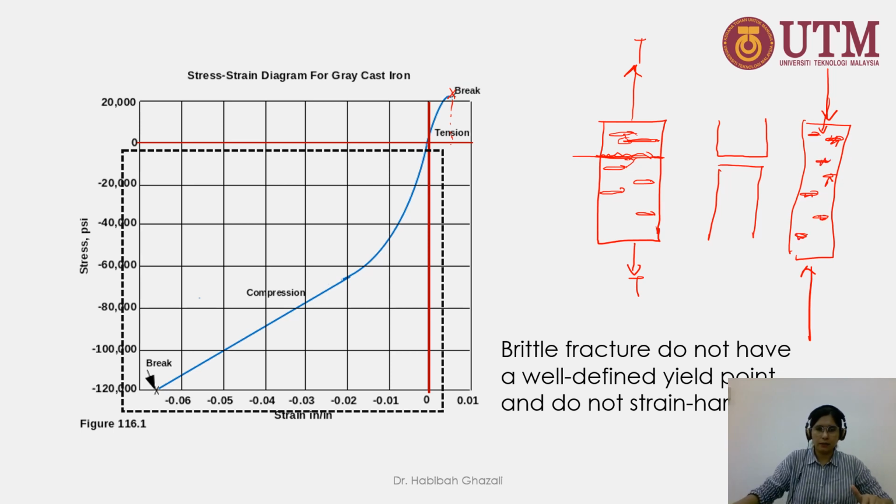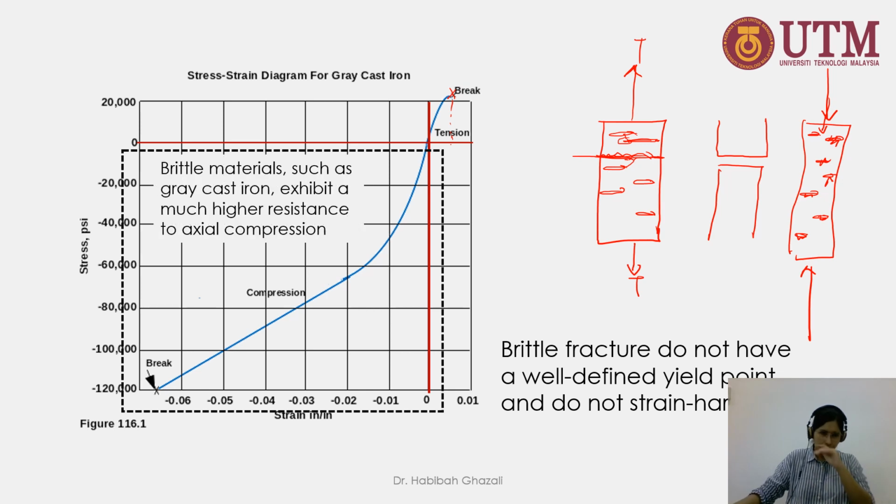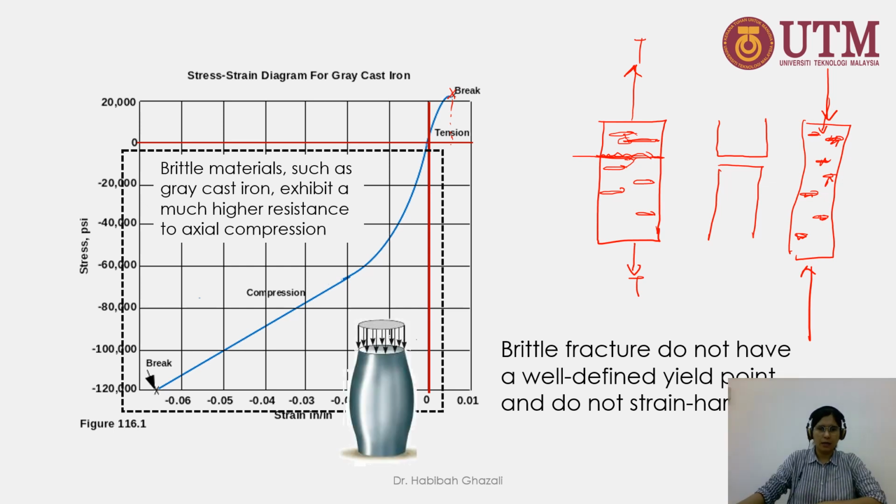And these materials are going to bulge. So that's why they are very good in compression. Materials such as gray cast iron exhibit a much higher resistance to axial compression. And when they're being loaded in compression, the specimen will end up looking like this.